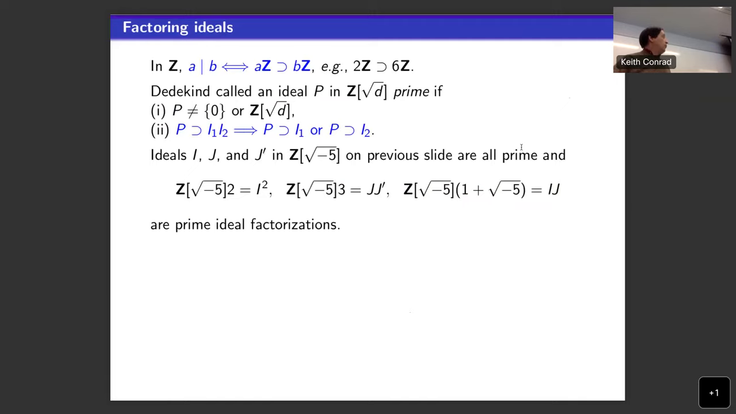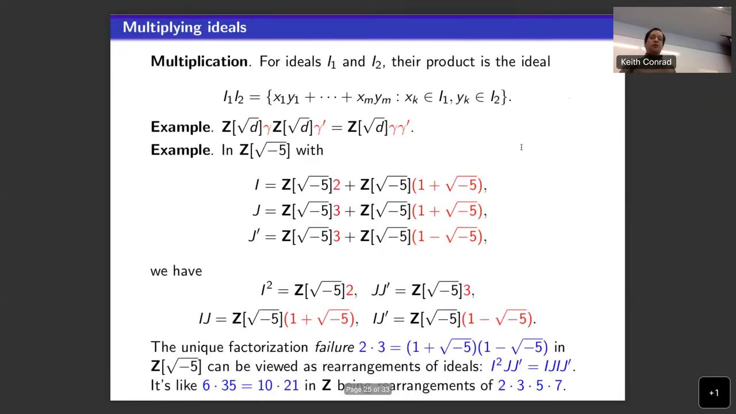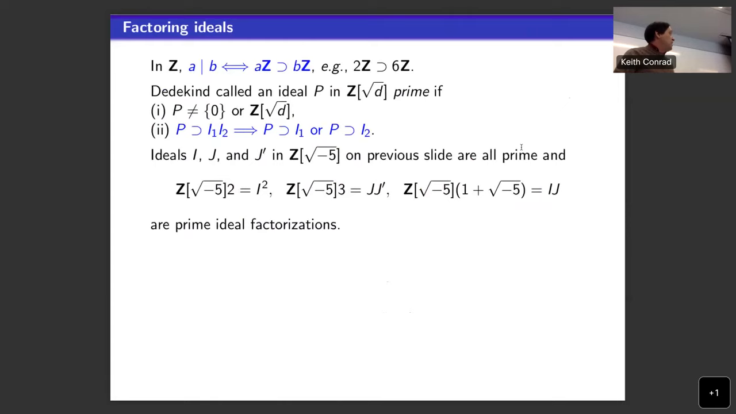So he would call an ideal prime if it's not the set 0 and it's not everything, it's like it's not 0 or 1, and it has the property that if it contains a product of any two ideals, then it must contain one of them. It's like saying if P divides AB, it must divide A or it must divide B. And with this notion, the ideals on the previous slide, I, J and J prime, are all prime ideals. And those factorizations that I mentioned of the principal ideals for 2 and 3 and 1 plus root minus 5 and 1 minus root minus 5 are all factorizations into prime ideals.